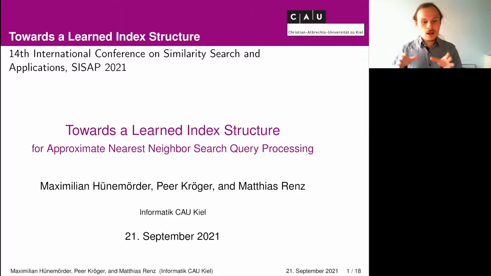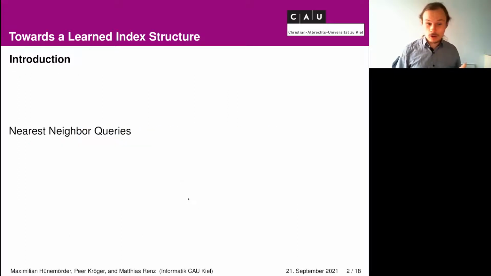The purpose of this paper was to have a first small foray into the concept of applying a learned index structure to approximate nearest neighbor search query processing. Nearest neighbor queries are one of the most important queries for multidimensional or spatial data, in data mining in general, and have also risen in popularity in the last years.